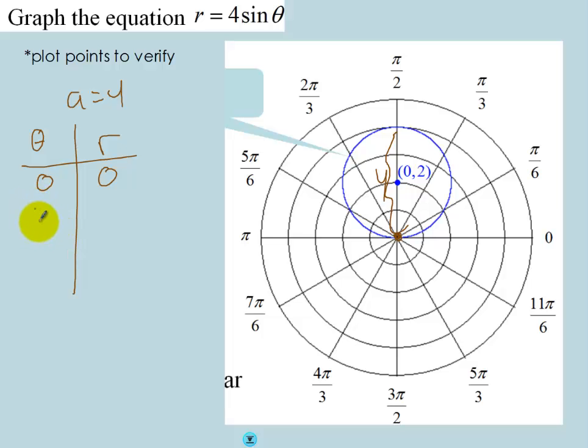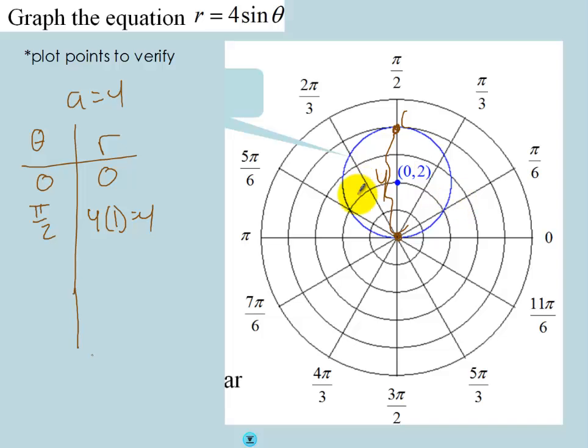Let's say another one that's easy. Let's go pi over 2. Now sine of pi over 2 is going to be 1, so it's going to be 4 times 1, which will be 4. So at pi over 2, which is right here, your r is going to equal 4. And that makes sense because that's that point right there. And you could do other ones.